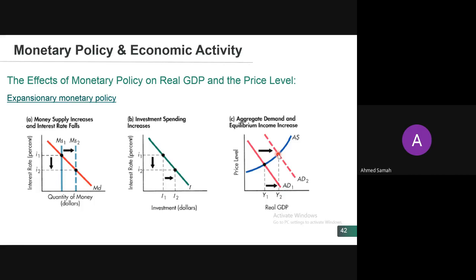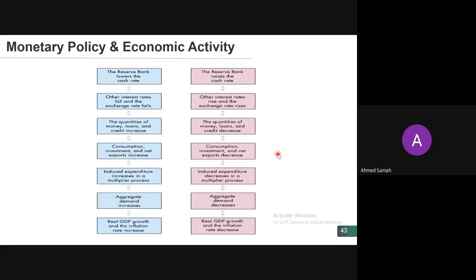So here I have put something for you guys to go through, so you can go through it and let me know if you have any doubts. I have explained this dynamic here. This is just for you guys to understand it more with more steps.